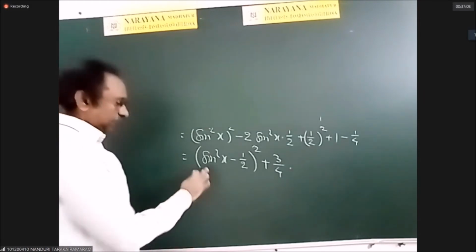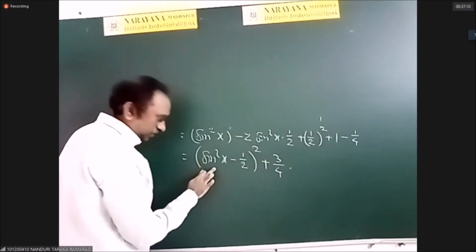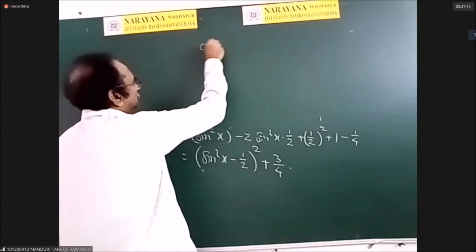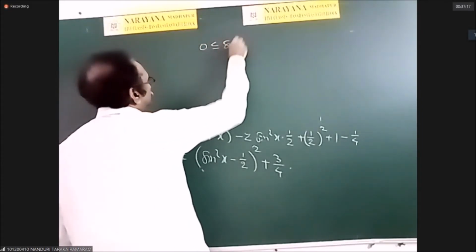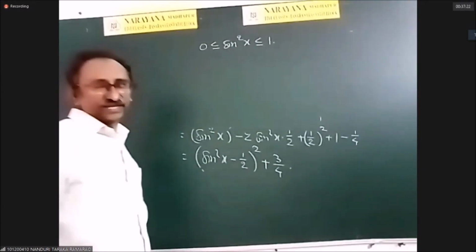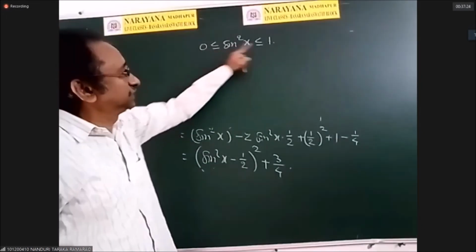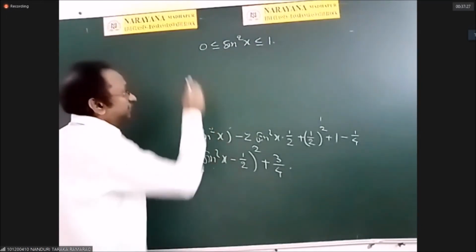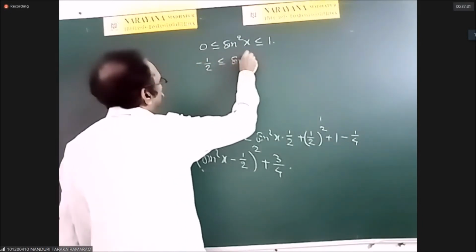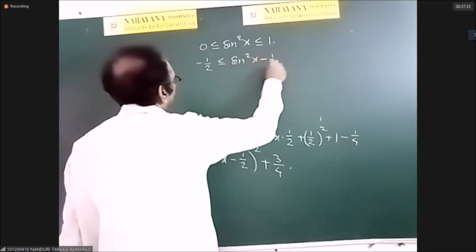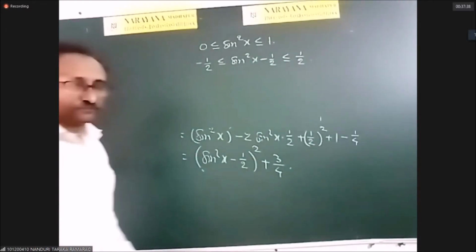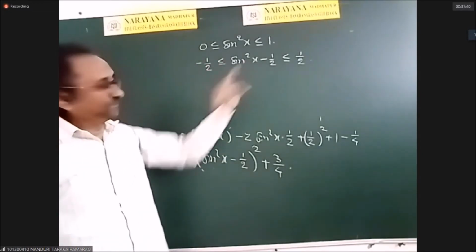And now consider this one. First of all, concentrate on sin square x. What is the range of sin square x? It lies between 0 and 1, isn't it? Sin square cannot be negative. So it should lie between 0 and 1. Subtract half. So minus half is less than or equal to sin square x minus 1 by 2, which is less than or equal to 1 minus half, that is half. So we subtracted half from that inequality.